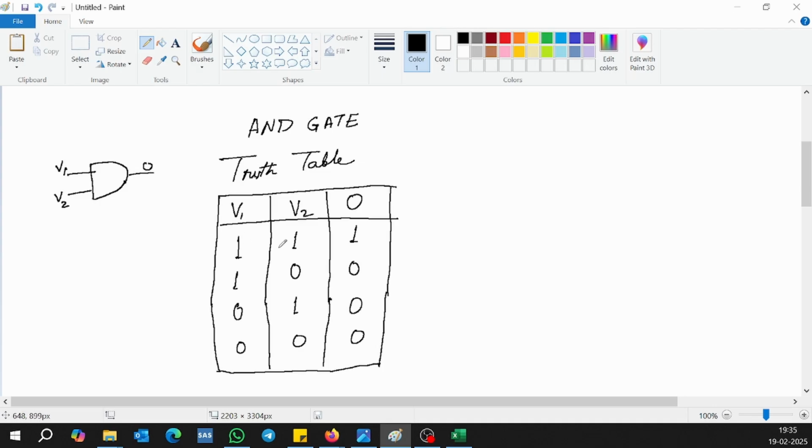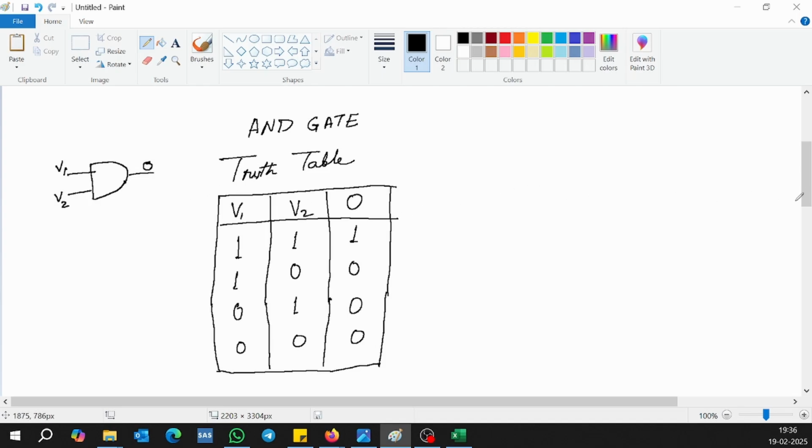This is how the AND gate functions. When your V1 is 1 and V2 is 1, output is 1. V1 is 1, V2 is 0, output is 0. V1 is 0, V2 is 1, then also output is 0. When both of them are 0, then also the output is 0. 0 means off, 1 means on. You take it like that.